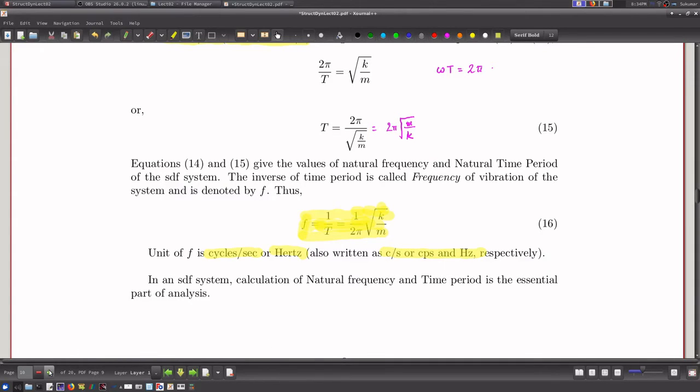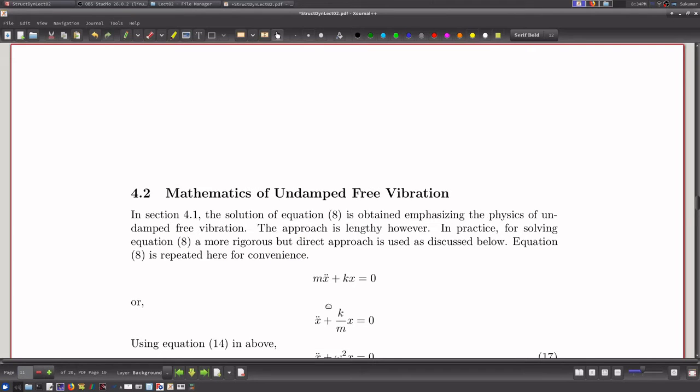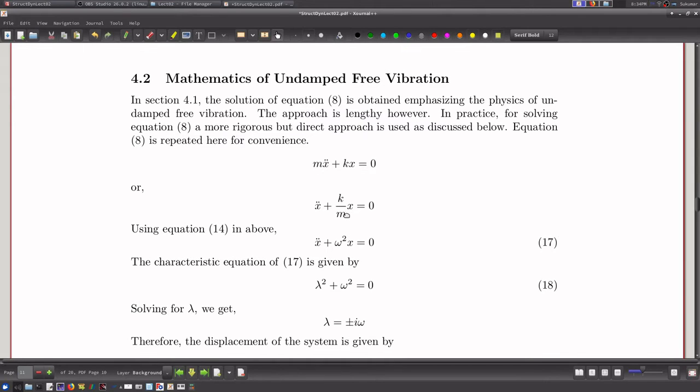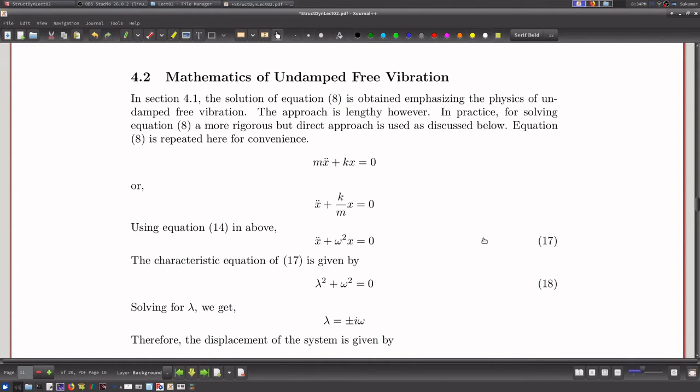So with this background, now let us go for the solution of the equation of motion of undamped free vibration. We have seen the physical approach, where from the conservation of energy principle we have derived the solution of the equation of motion, and thereby we have got the expression for natural frequency. Now the same equation can be solved just like an ordinary second order differential equation.